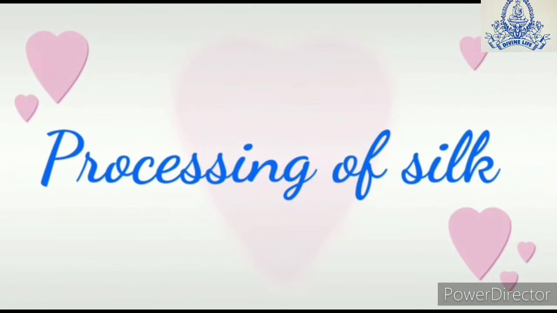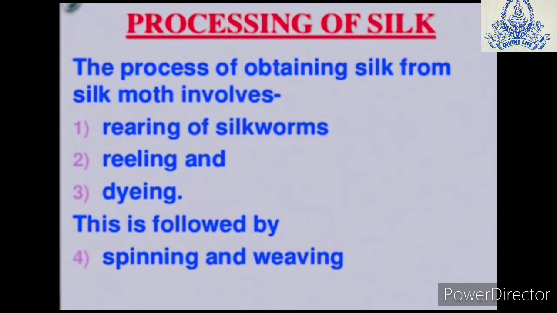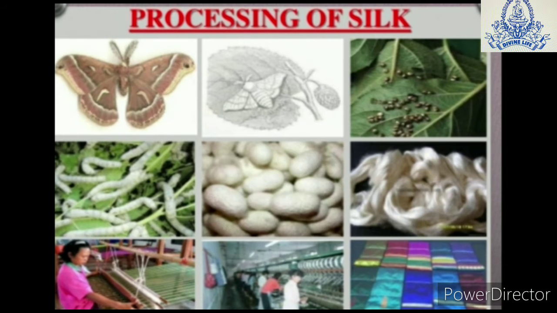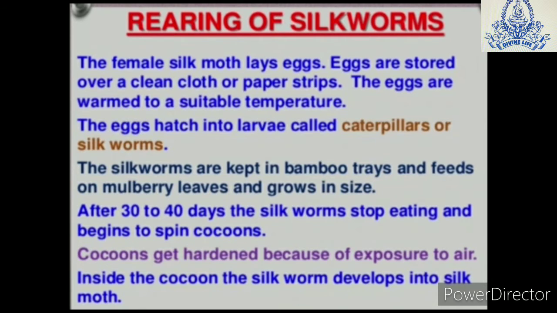Now let us learn about the processing of silk. The processing of silk includes rearing of silkworms, reeling, dyeing, and then spinning and weaving into the silk fabric. Let us learn these steps one by one. So, the very first step of silk processing is rearing of silkworm.